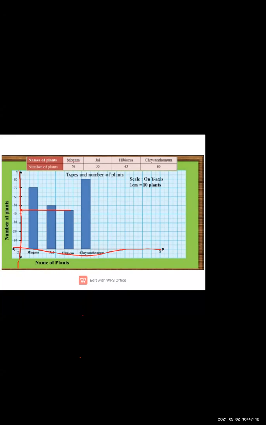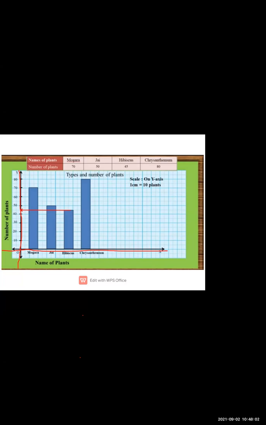As origin O. Now we have to take a scale. Scale is very important. Through scale only you will come to know, on 1 centimeter of box, which number we have to take and how much distance we have to take. So the scale on the y-axis is 1 centimeter equals 10 plants, as we just saw in the previous slide.